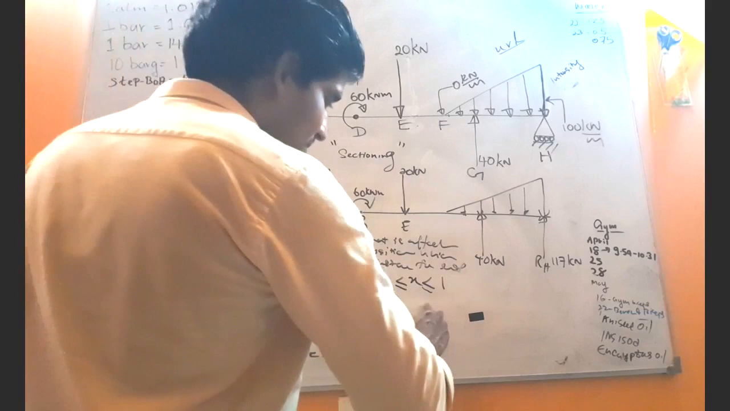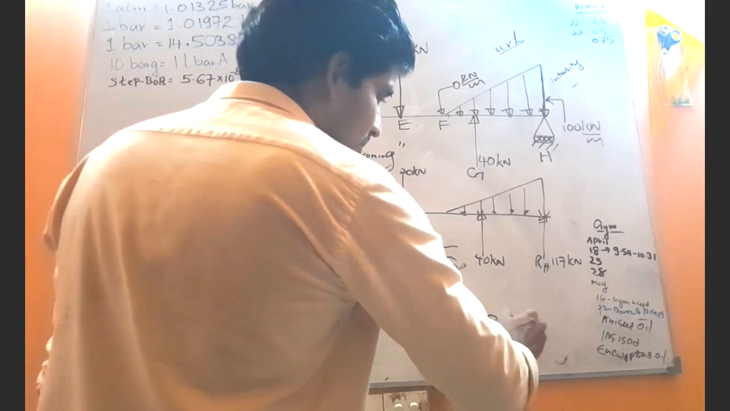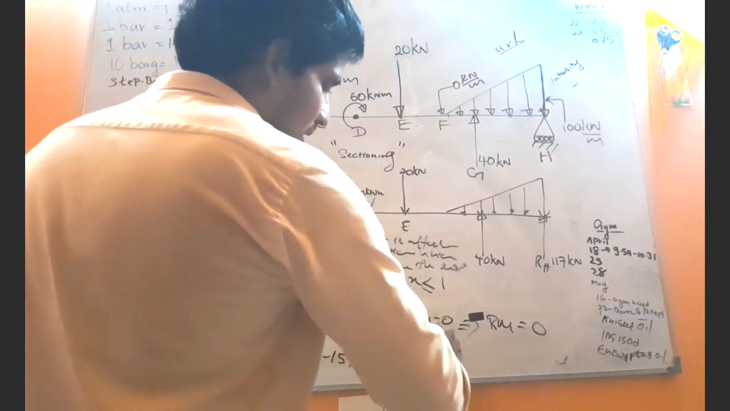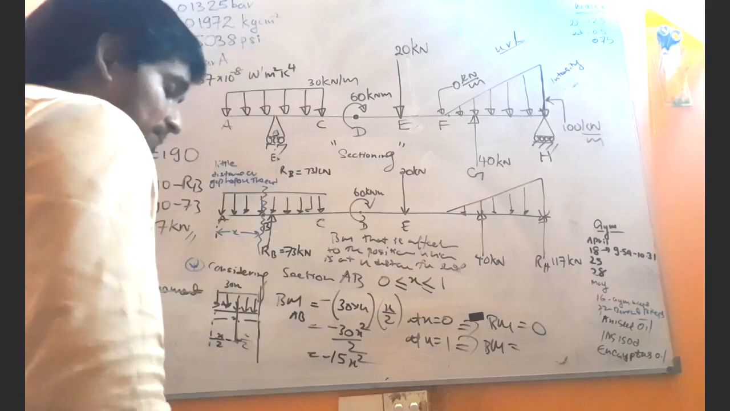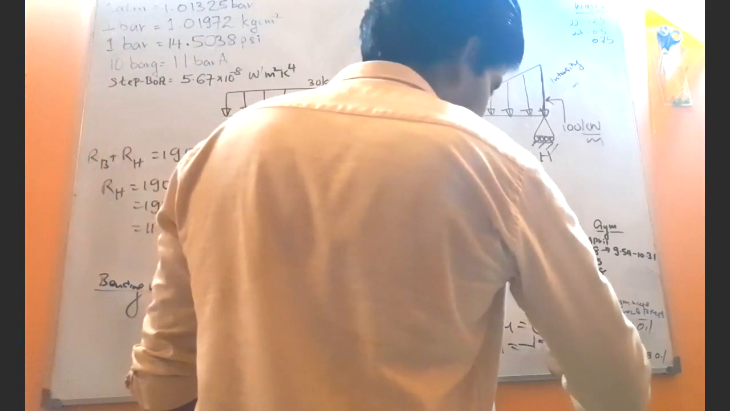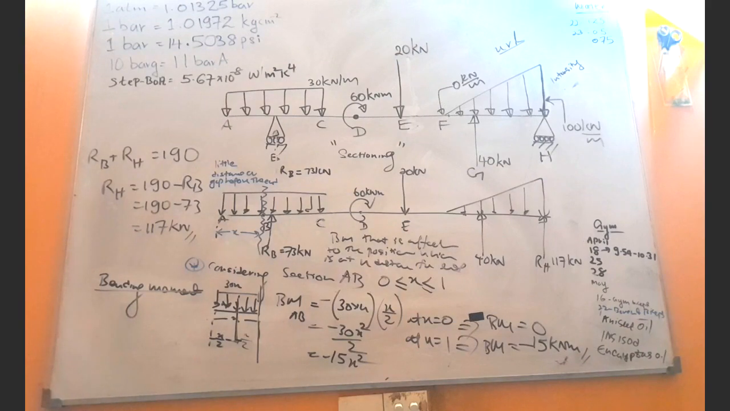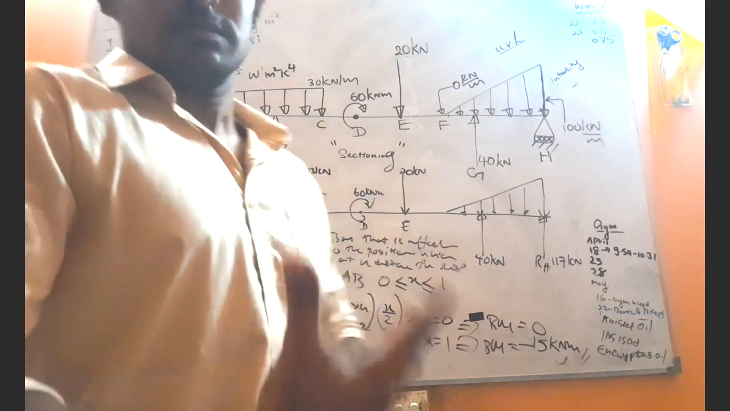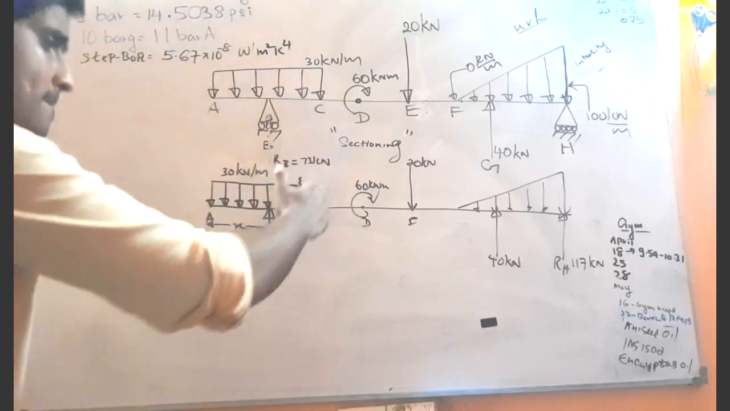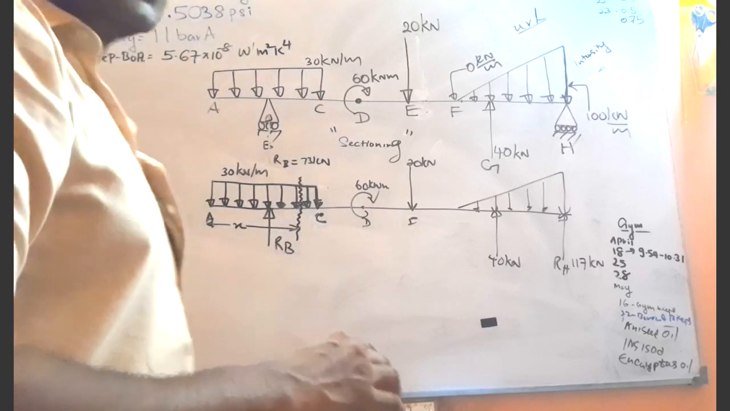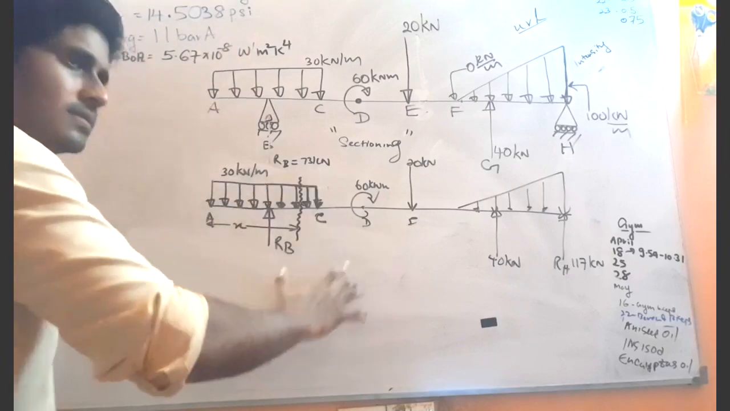So now at x equals 0, the bending moment equals 0. At x equals 1, the bending moment equals minus 15 kilonewton meters. So that is the point. Now we will consider another section. Let me teach you how to consider the next section. Consider the point C, which is the position where this uniformly distributed load ends.